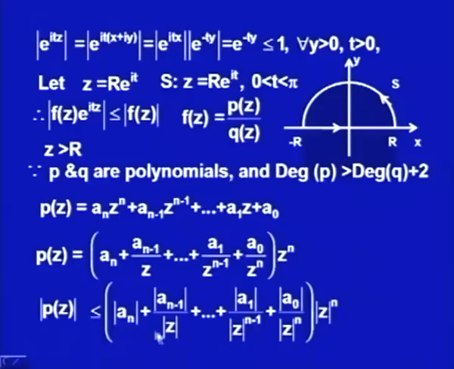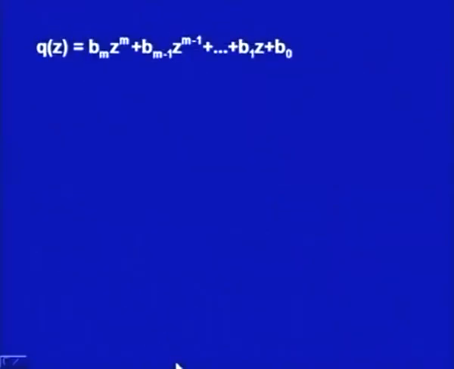So, this would be bounded by some constant, let us say k1, times mod z to the power n. Similarly, assume that q is a polynomial of degree m. So, let us say that q is of the form b_m z to the power m plus b_{m-1} z to the power m minus 1, and so on, plus b_1 z plus b_0.